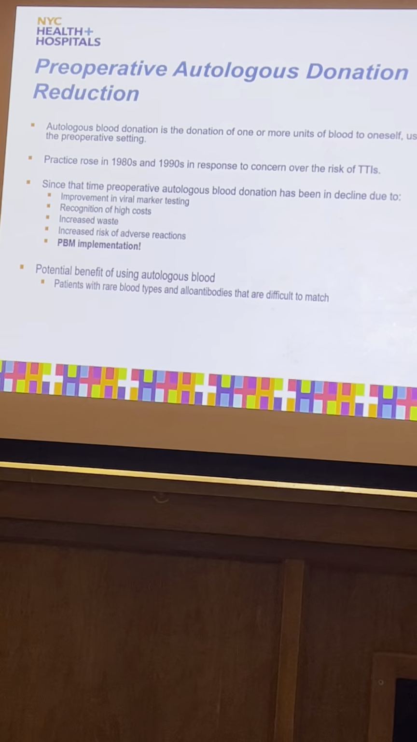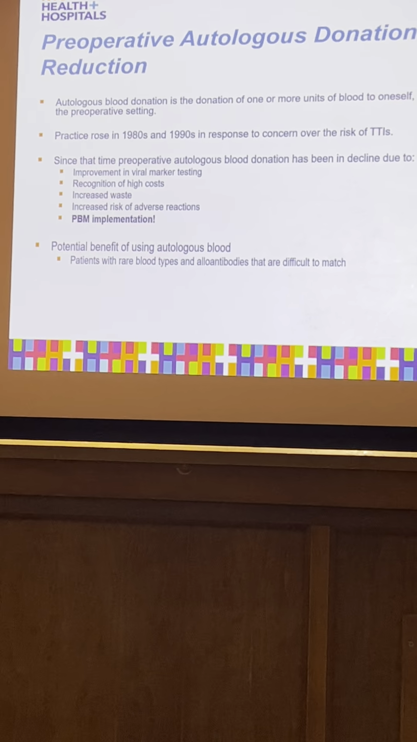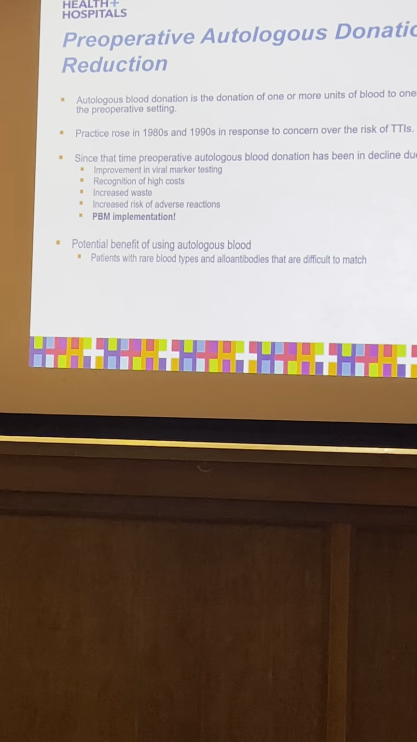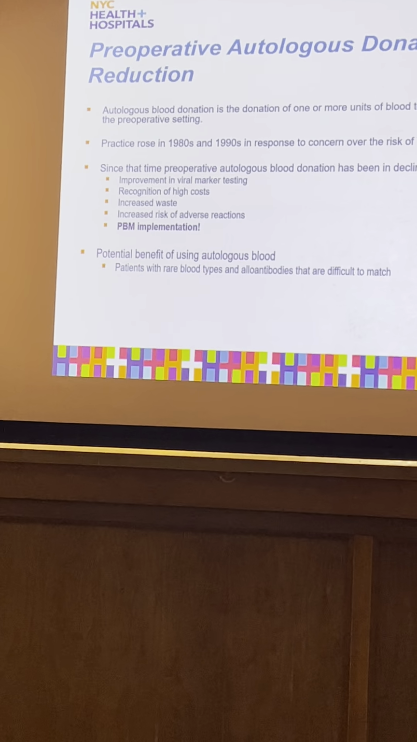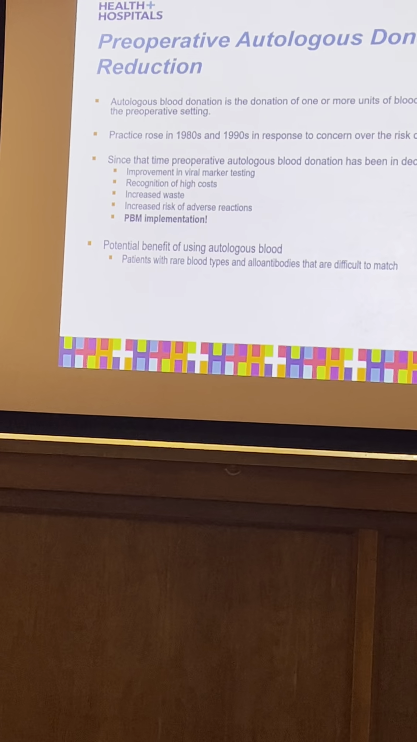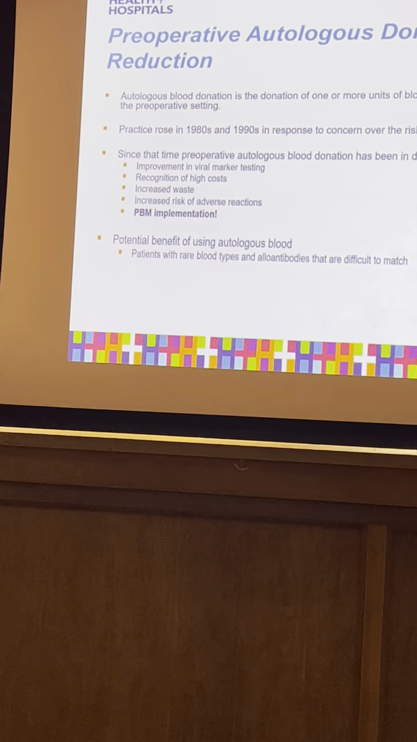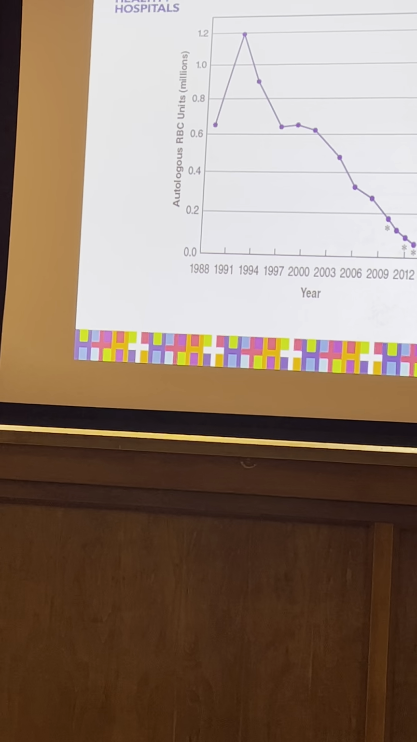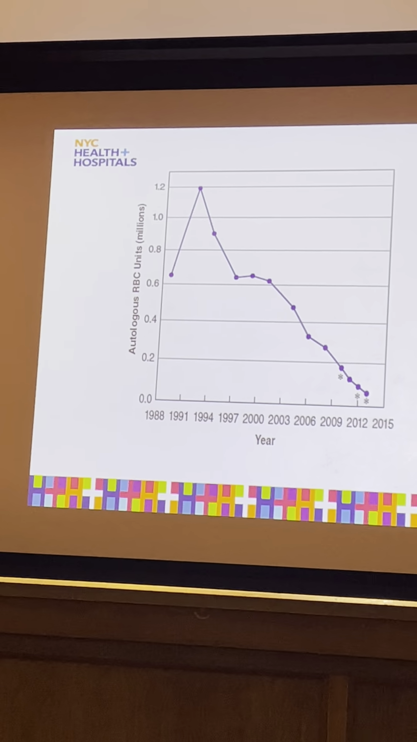I don't think the only reason I would even consider autologous donation or directed donations, and directed donations are from family or somebody that the recipient knows, is if the patient has a rare blood type or has multiple antibodies that are difficult to match, right? Just wanted to show you, this is a graph over the years, a sharp, steep decline. It's basically nil.